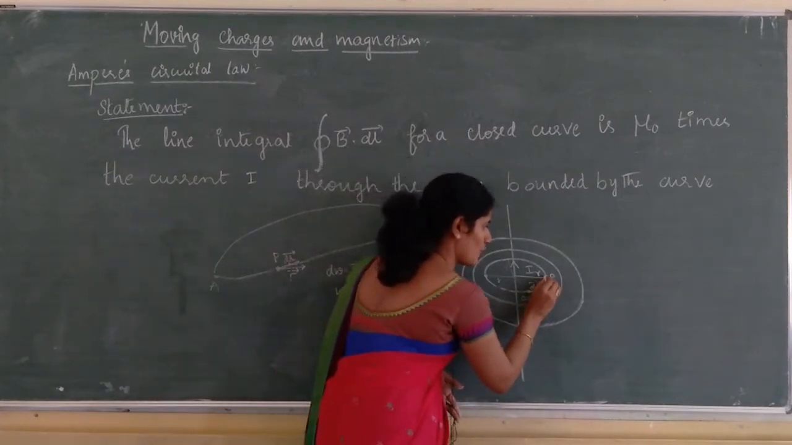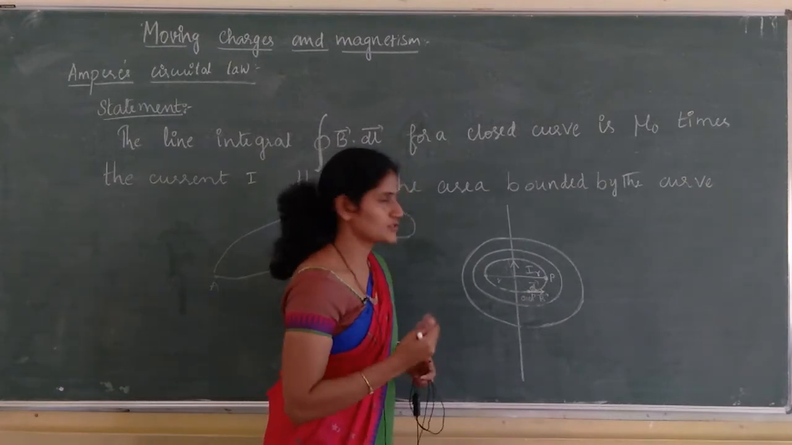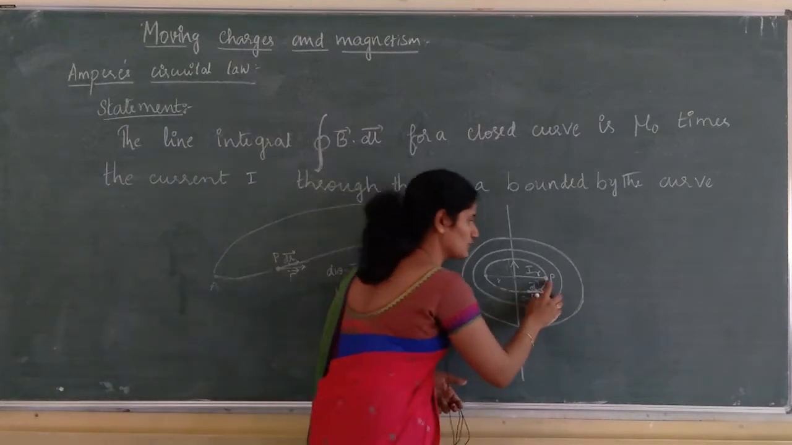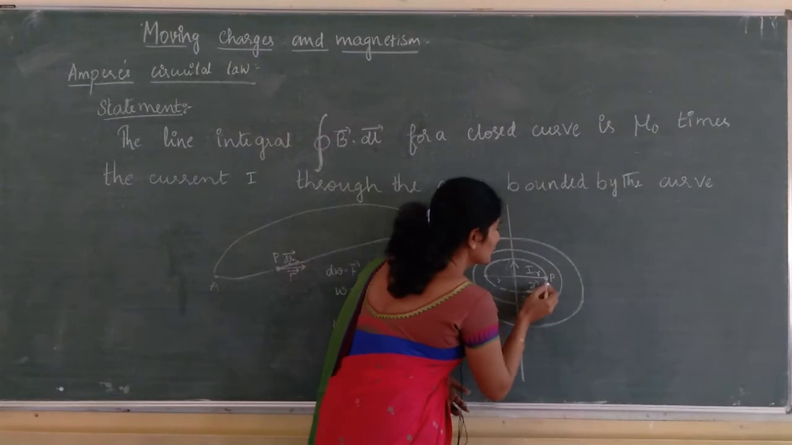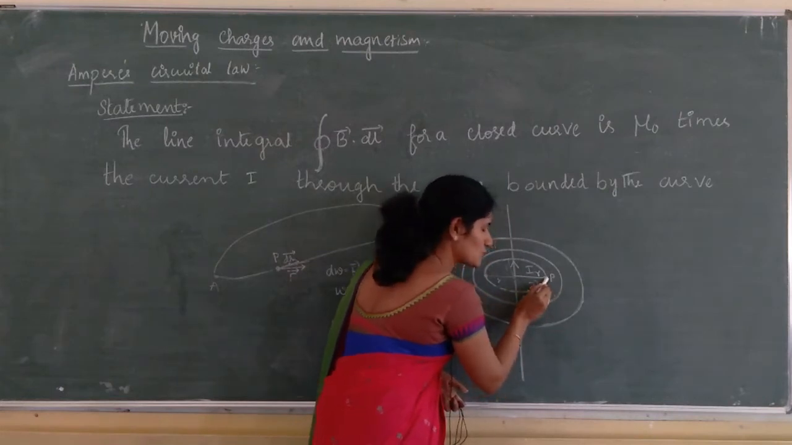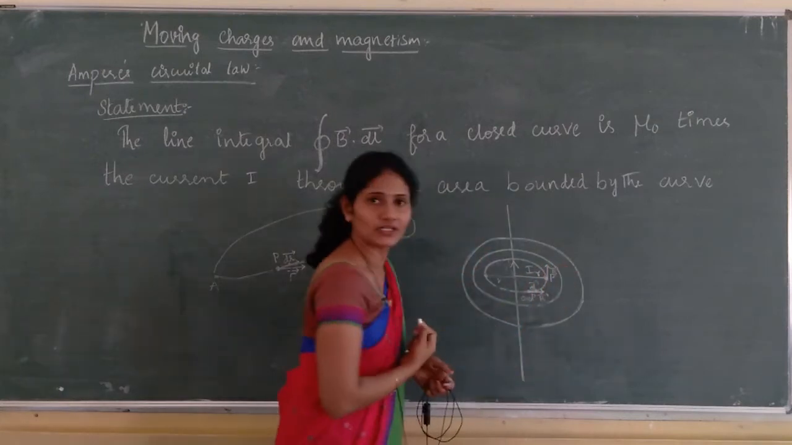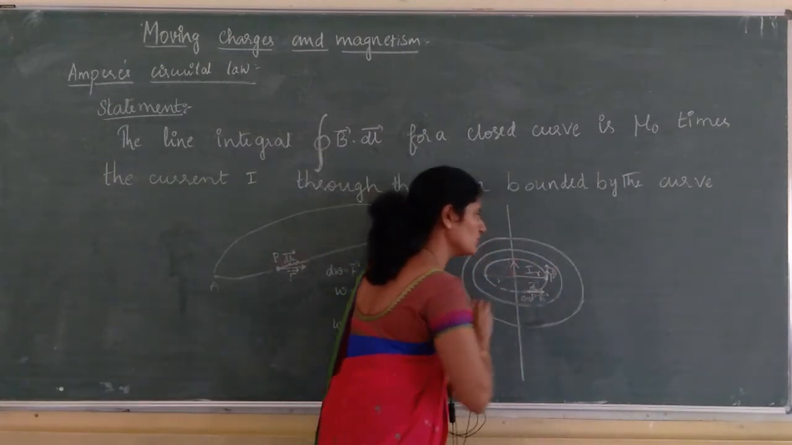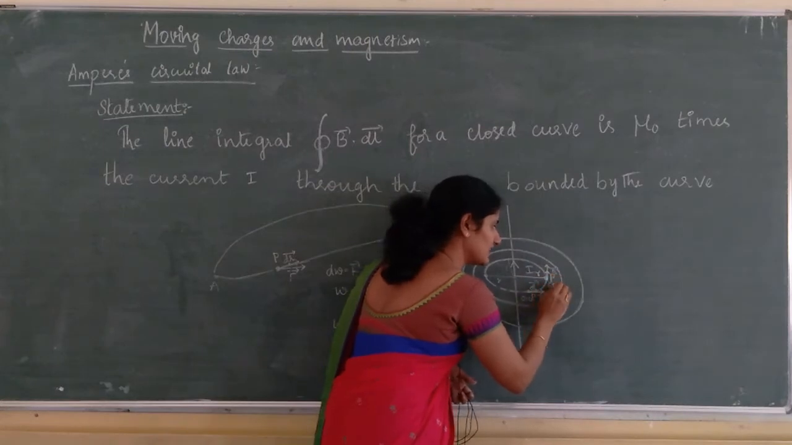If I consider a point here, how do we draw the direction of the magnetic field? In order to get the direction of the magnetic field, you have to draw one tangent at the point. So, if you want to find the direction of the magnetic field here, you have to draw one tangent here. This gives the direction of the magnetic field. What is the direction of dl? dl is also in the same direction. Here also the angle between B and dl is 0.